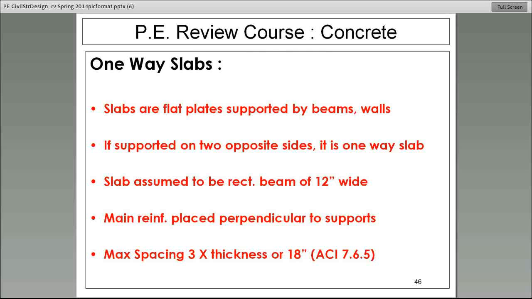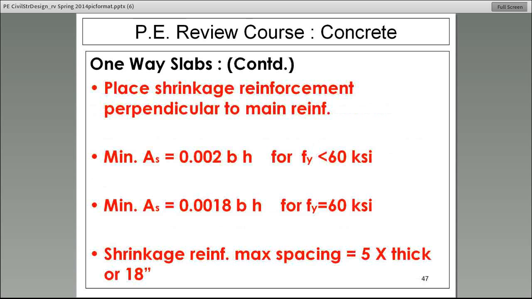One-way slabs, specifically, they do indicate one-way slabs to be on the test, but they can't really give you a whole lot about it. However, this is something that you should worry about when it comes to one-way slabs. Tag this page, all right?